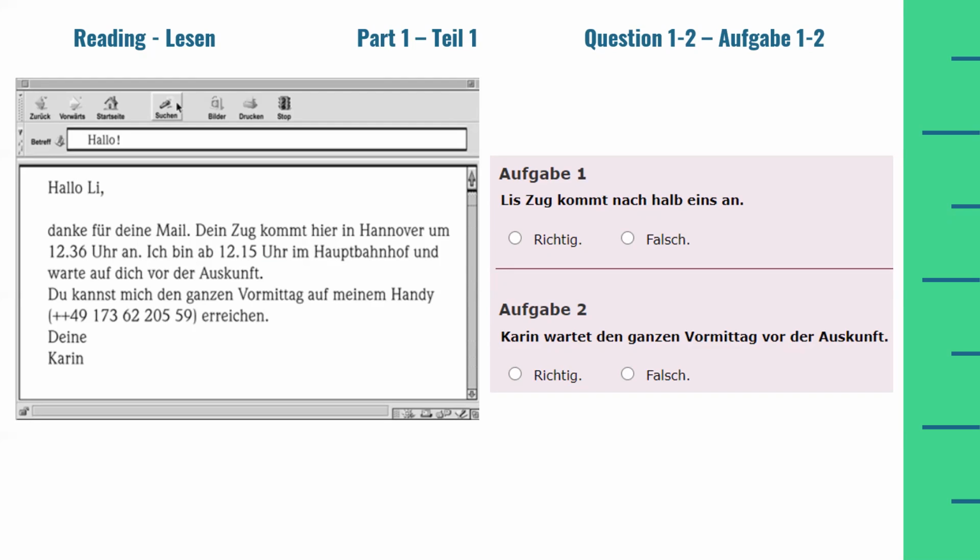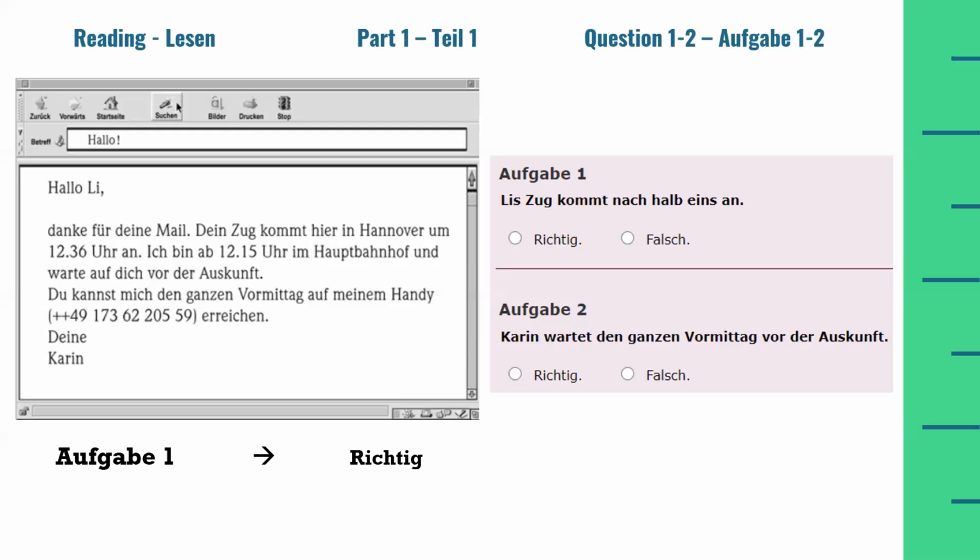So we have to tell whether this statement is correct or wrong. For this, we have to refer to this email, and see which part of the email tells us about the arrival time of Lee's train. If we look at the second line, which is Dein Zug kommt hier in Hannover 12:36 an, it means that the statement in question number 1 is correct because Lee's train will come after 12:30. Now, moving to the next question, Aufgabe 2.